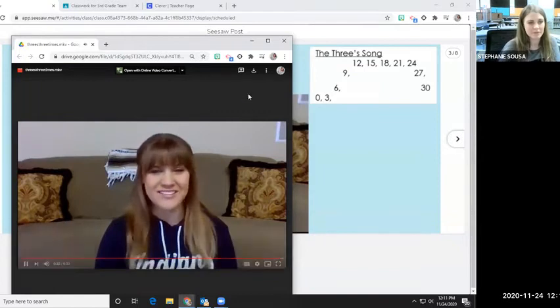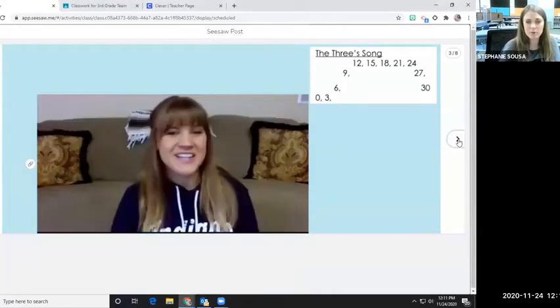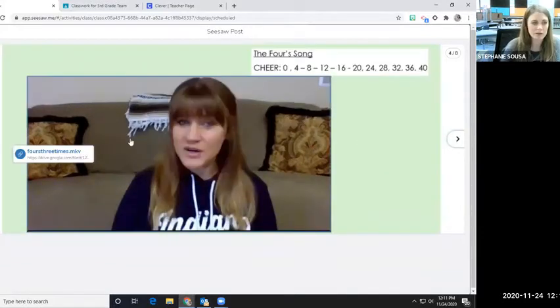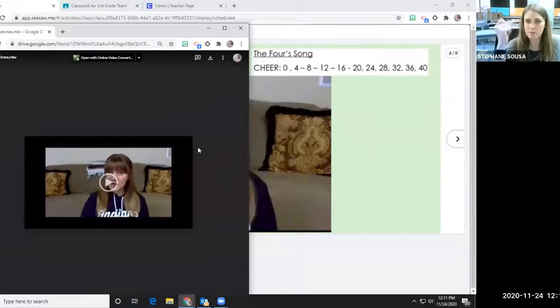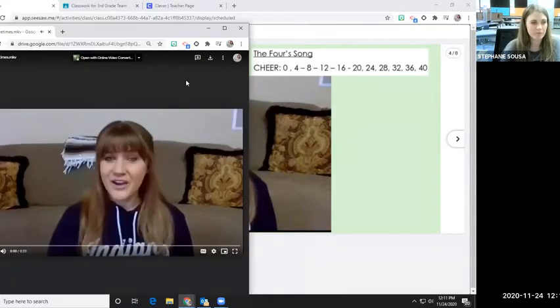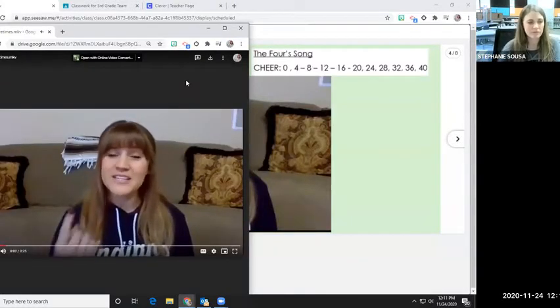Great job, 3rd grade. All right, so those threes can help you anytime you are multiplying by 3 or dividing by 3. Here comes our 4s. Again, you'll have those lyrics over here off to the side. Remember, this one's a bit more like a chant. It's pretty quick paced. Here we go. All right, this is that 4s chant 3 times through.